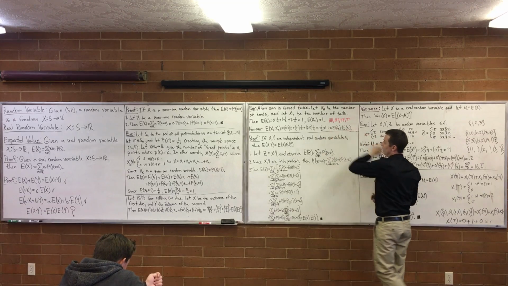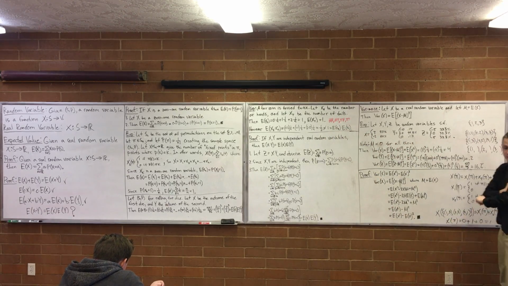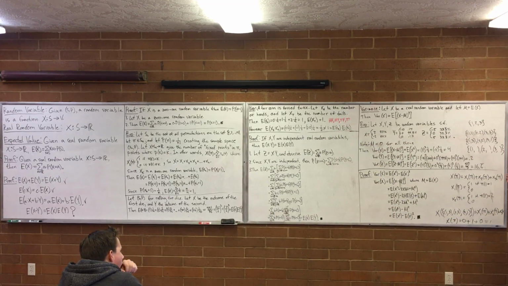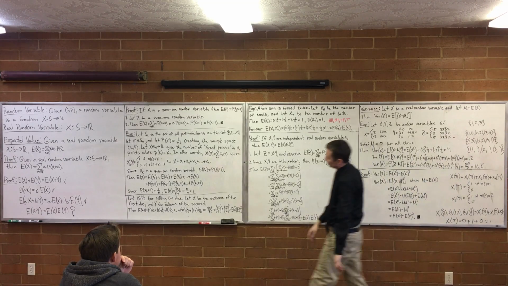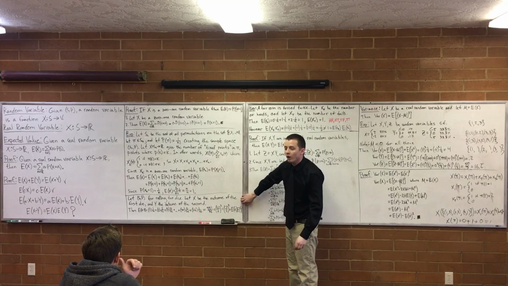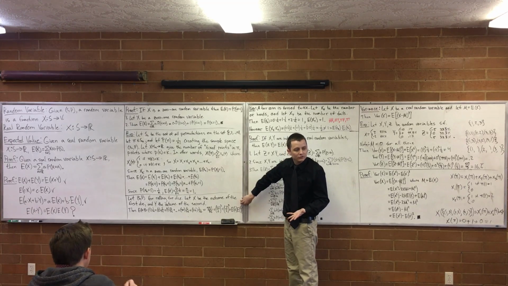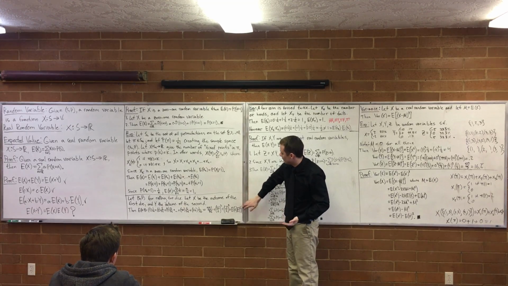1/2 is not equal to 1, the product of the expected values. So it doesn't always work. So the question would become, did we just get really lucky here? Or is there some other condition that makes it so it works?